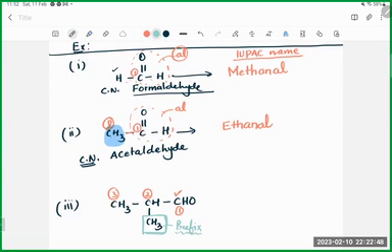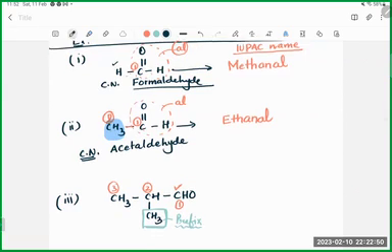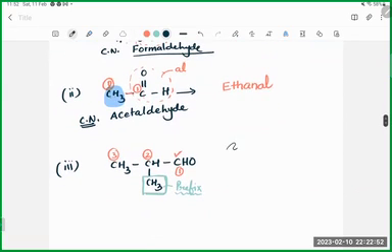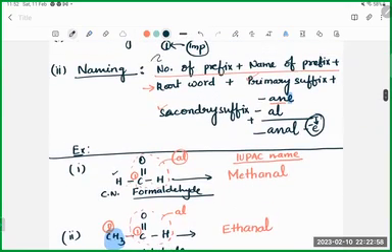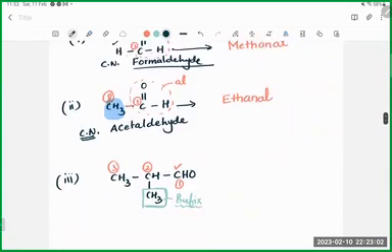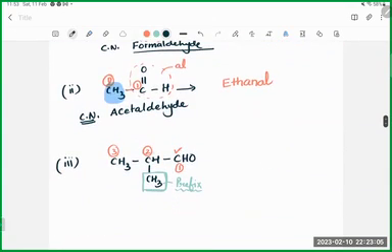Clear? Yes, ma'am. Okay. So the root word for 3 carbons is prop. But now there is a rule: we first mention the number of the prefix, then the name of the prefix. So try this. What is the position of the prefix? What position is the prefix added? Second. So we write the number first, 2.